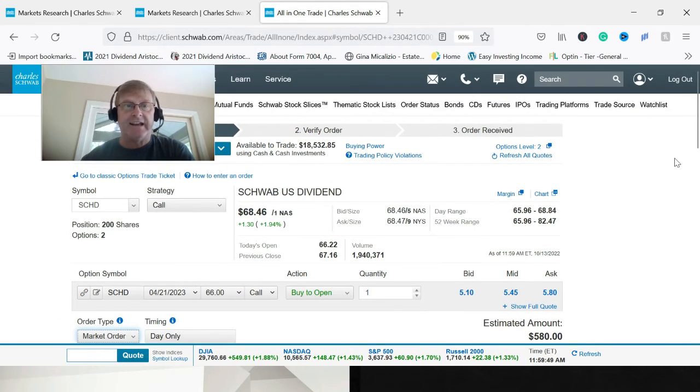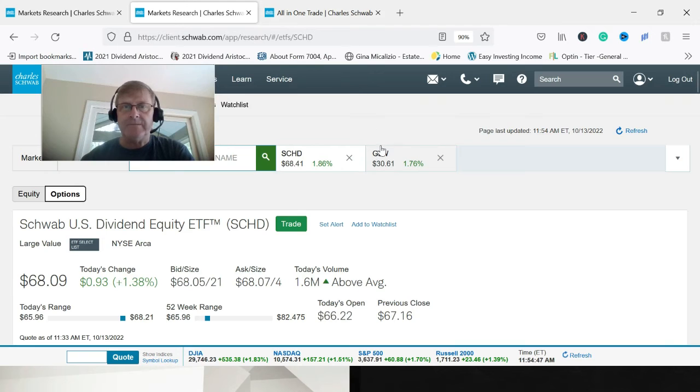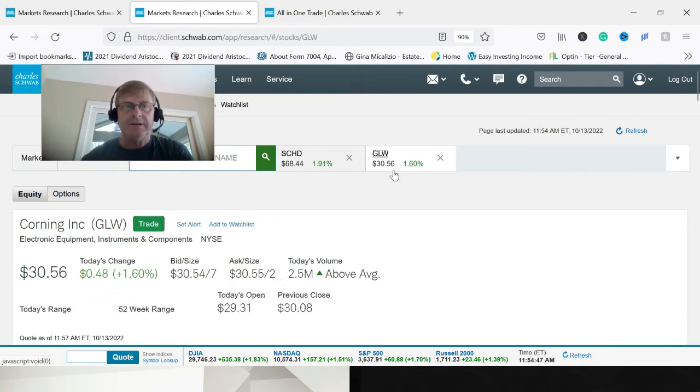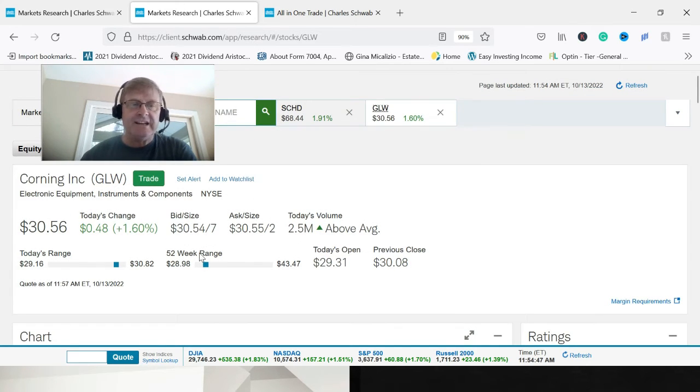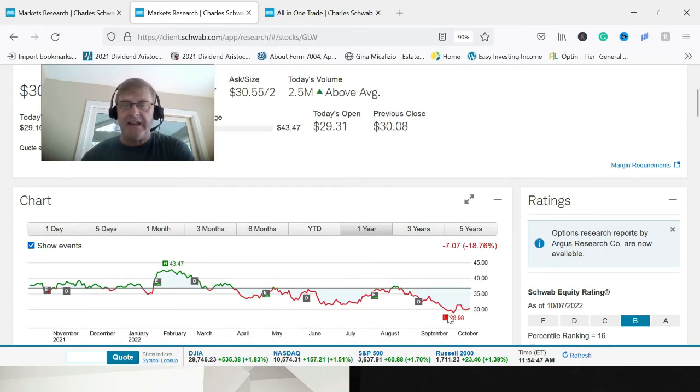And again, I like SEHD. It pays close to, I think, almost 3.25% dividend, which is really good. The other one that I was talking about is Corning, GLW. I don't know why it's GLW. It seems kind of interesting that it's Corning, but its ticker symbol is GLW. And you can see it's near its 52-week low. So you can see if you can pick it up below 30, you're doing well.